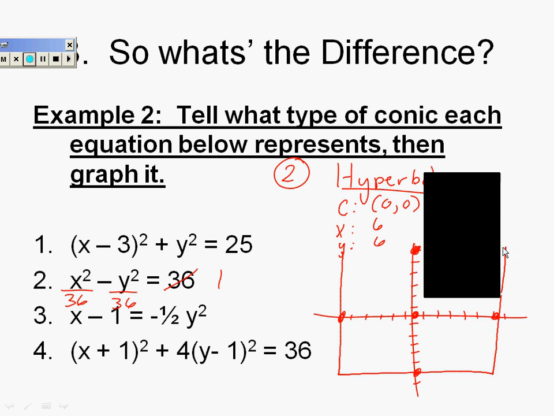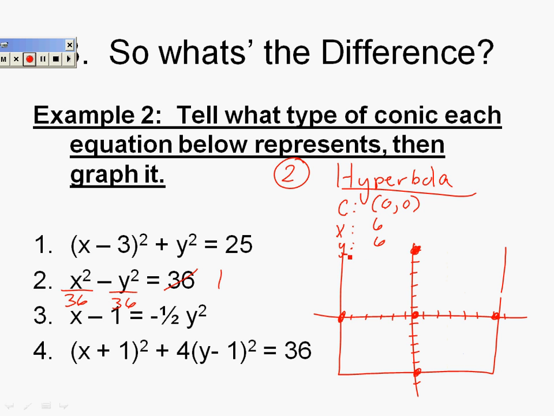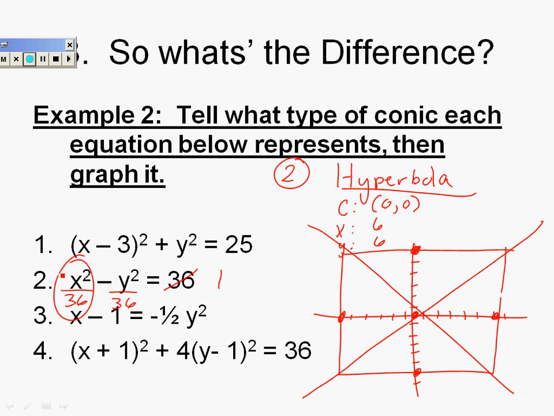It might be tempting to get confused at this point and try to make an oval, but remember, we're not doing an ellipse right now. We're doing a hyperbola. And then what do we do? Draw our asymptotes, right? And then what kind of a hyperbola is this? Left and right or up and down? Left and right, because the x is positive.